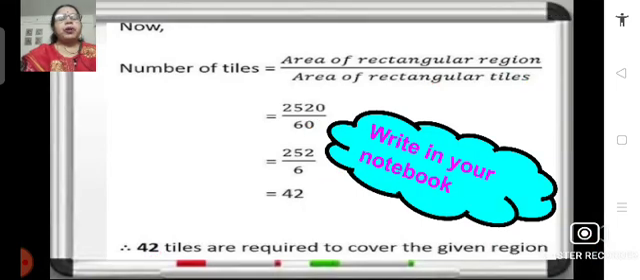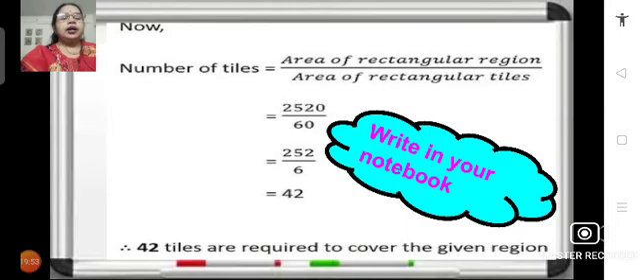Children, with this problem, it's very important that you write the solutions of all these problems in your notebook. With this problem, we come to the end of exercise 10.3 and also the chapter mensuration. You need to practice a lot of sums or problems of this type so that you find it easy to solve such problems.